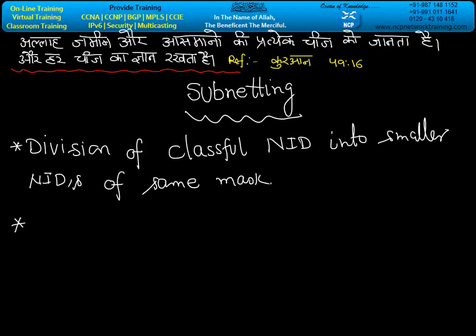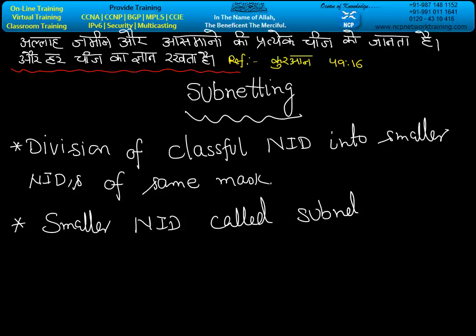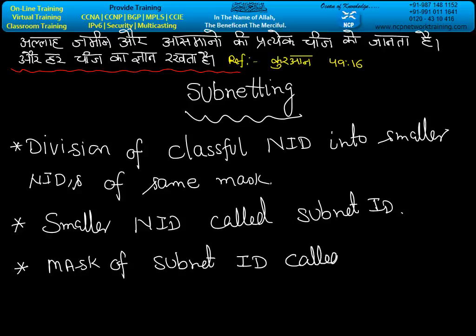Second point, the smaller NID is called subnet ID. And third point, the mask of the subnet ID is called subnet mask.